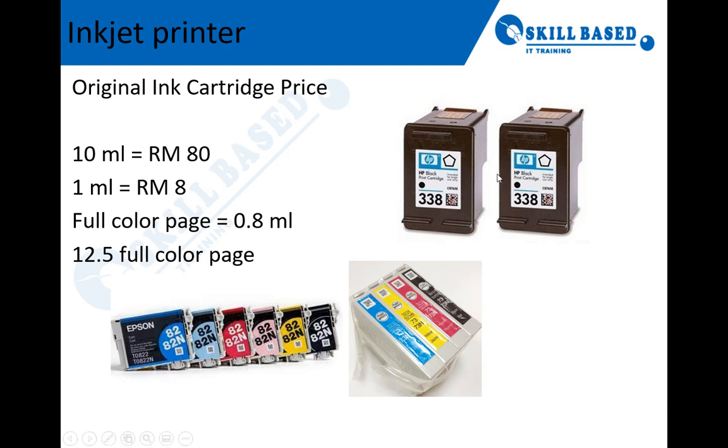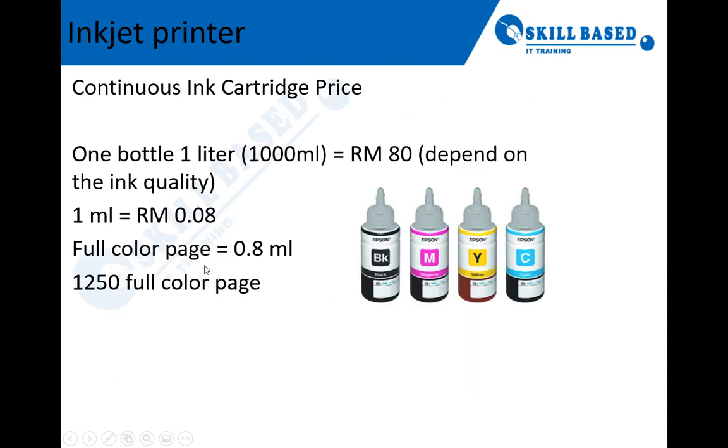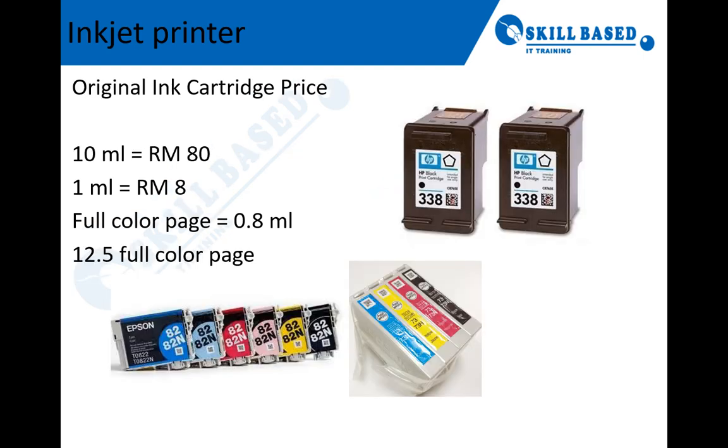Okay, so if you calculate the ink cartridge with the liquid ink and also the casing, then if you separate it out, 10 ml usually will cost you about 80 ringgit. So 1 ml is about 8 ringgit. A full color page is 0.8 ml, assume, and then you can only print 12.5 pages. So you see, if you compare, this one can print 1250, and this one you can only print about 12.5 pages.